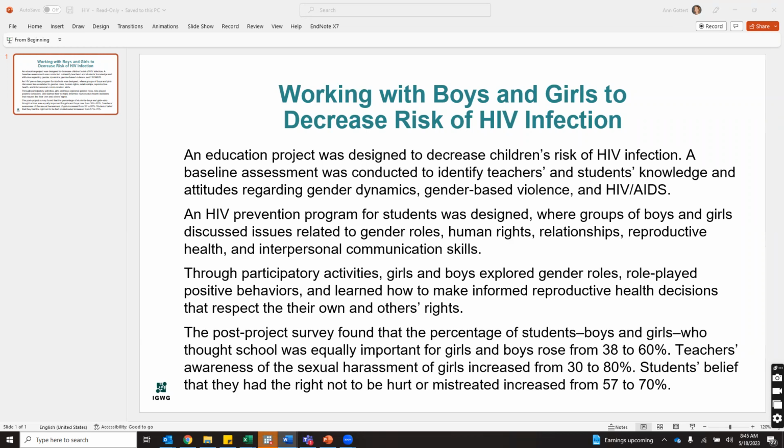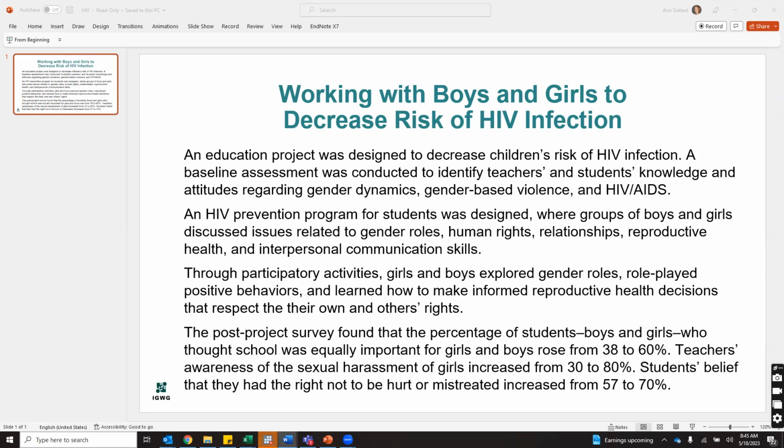So I'll go ahead and read the case study. This is about working with boys and girls to decrease risk of HIV infection. An education project was designed to decrease children's risk of HIV infection. A baseline assessment was conducted to identify teachers' and students' knowledge and attitudes regarding gender dynamics, gender-based violence, and HIV/AIDS. An HIV prevention program for students was designed where groups of boys and girls discuss issues related to gender roles, human rights, relationships, reproductive health, and interpersonal communication skills. Through participatory activities, girls and boys explored gender roles, role-played positive behaviors, and learned how to make informed reproductive health decisions that respect their own and others' rights.